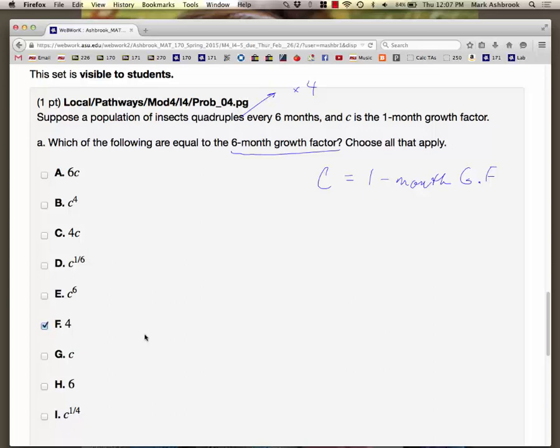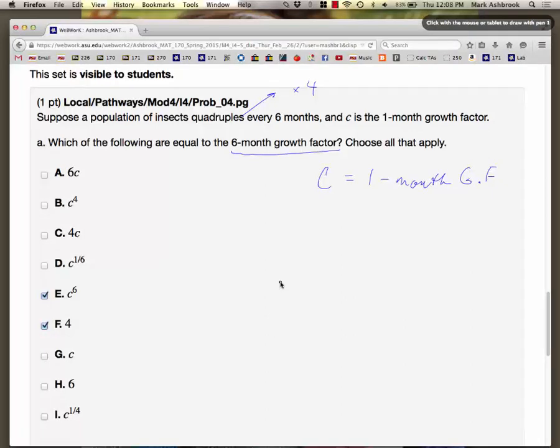Now, there's other answers that have C's in them. If C is the 1 month growth factor, then what is the 6 month growth factor? In 6 months, we will multiply by C every month. So is it 6C? No, what is it? C to the 6th. Where's that? There it is. So for me, it was E and F. C to the 6th is a 6 month growth factor, but likewise 4 is because we're quadrupling every 6 months. Does it make sense? So those two are equal.